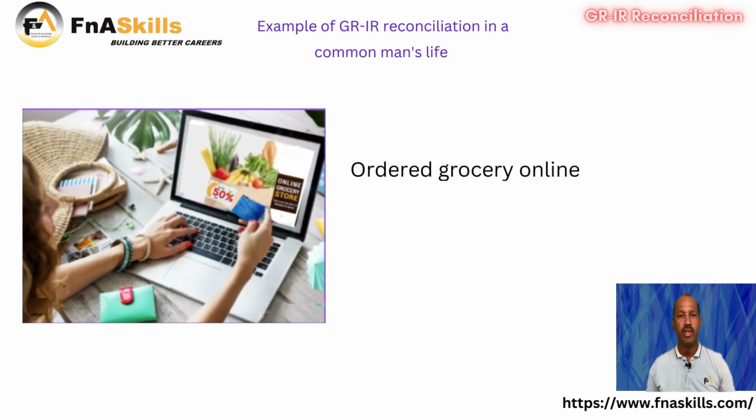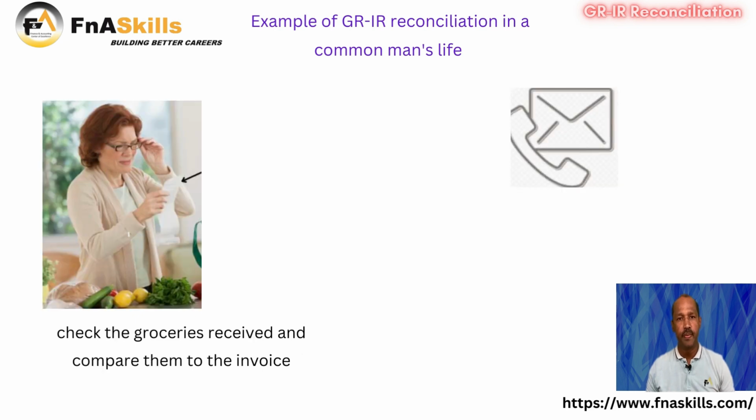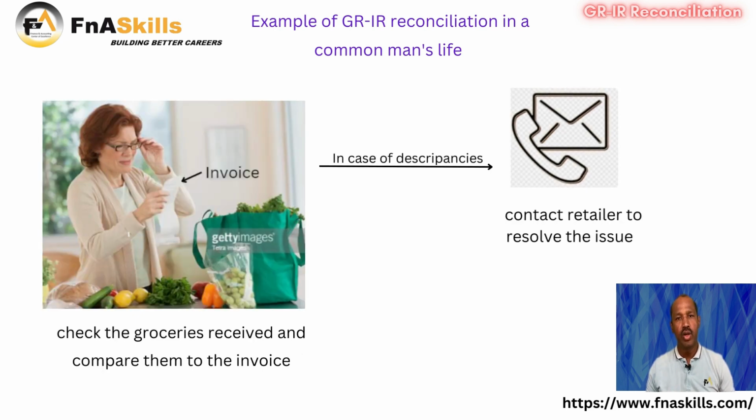Let's take another example. You have ordered groceries online and received the groceries along with the invoice. Once groceries are delivered at your door, first thing you will do is cross-check the quantity, price and quality. And how will we cross-check? You will cross-check that with the invoice to make sure that everything was received as ordered in good condition. If there are discrepancies, you would contact the retailer to solve the issues before making the payment. In both the cases, the process of GRR reconciliation helps the common man to ensure that they are paying only for the goods they have received and that the invoice accurately reflects the cost of the goods purchased.